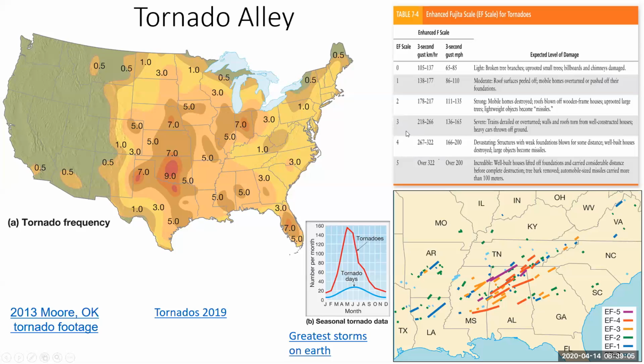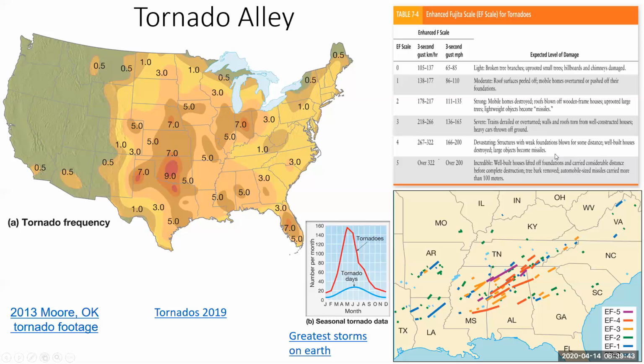You get to 3, where trains can get derailed. At 4, you can have foundations of some homes being lifted up, and houses that are well built are destroyed. In fact, I haven't lived out there, and they terrify me, but I don't think I could live out there. A lot of places in the Midwest have basements. One reason they have basements is because in a tornado, the top of the house can be lifted up and torn apart, but you can hide in the basement and you'd probably be safe.